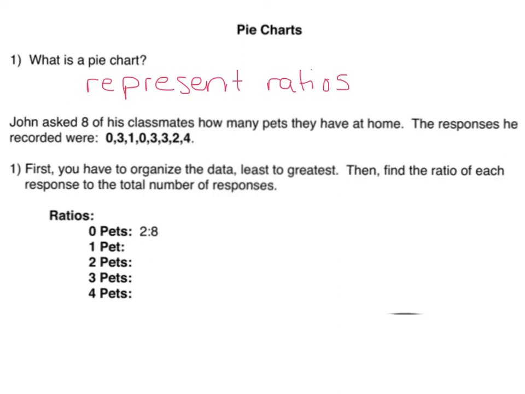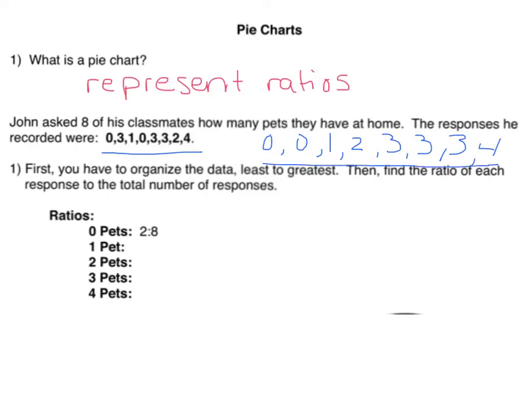So to create a pie chart, we first need to organize our data from least to greatest. So right here are the responses that John collected from his classmates. The first step is going to be to put them in order. I will have 0, 0, 1, 2, 3, 3, 3, and 4. It's important to make sure that you didn't miss one while you're going through. Just make sure I have 8 over here and 8 originally.